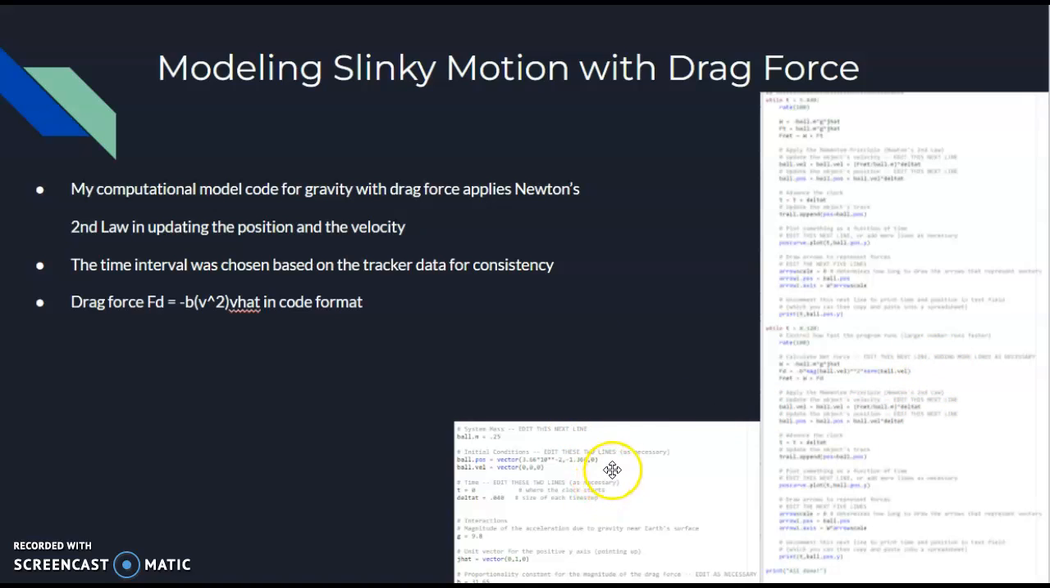And then we also have the initial position, and the initial velocity, as well as the unit vector, which points straight up. And so we also implemented the drag force equals negative b v squared times v hat in code format, which is again down here.